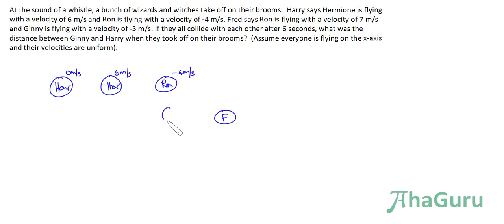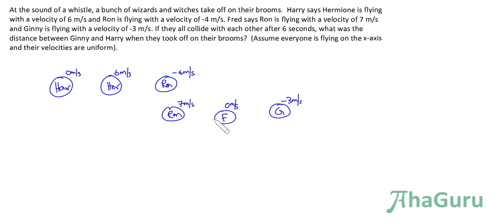Fred says Ron, and that must be in a different diagram, because when Fred speaks, Fred's velocity is 0 meters per second. Fred says Ron is flying with a velocity of 7 meters per second and Ginny is flying with a velocity of minus 3 meters per second. So let us write Ginny here. Ginny is flying with a velocity of minus 3 meters per second.